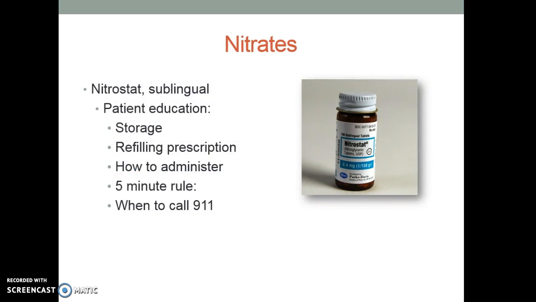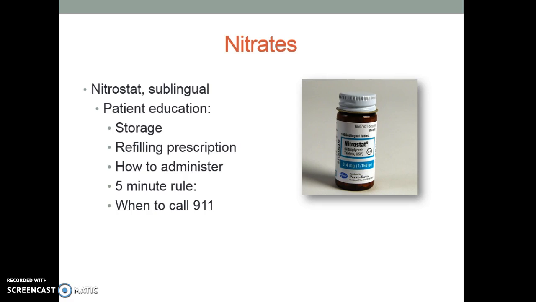Okay, with nitroglycerin sublingual, the patient education on storage: it needs to be kept in the original bottle. Okay, it gets degraded with light, so you need to make sure they keep it in the original bottle. They need to refill the prescription. They can't just keep the same bottle of nitro for years and years and years.